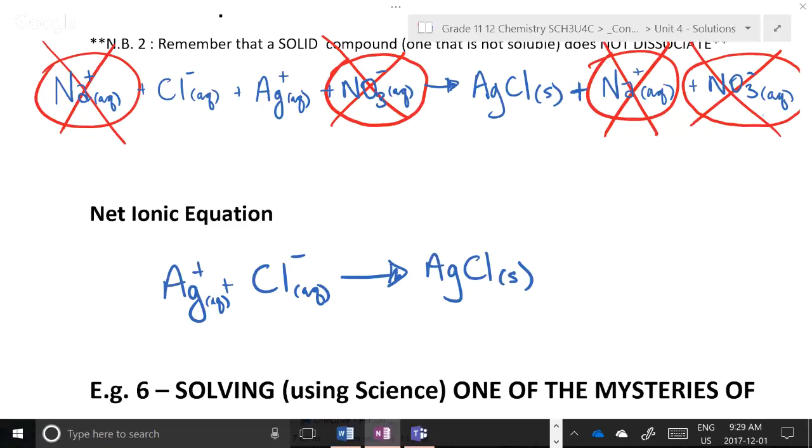Right, a net ionic reaction with sodium nitrate and magnesium chloride. So I want you guys to try this one. This one is your task for today. I want you to first write the balanced chemical equation, then the total ionic equation, then the net ionic equation.